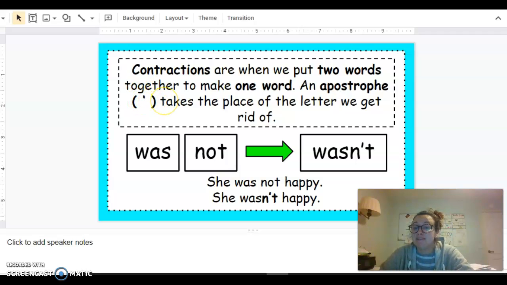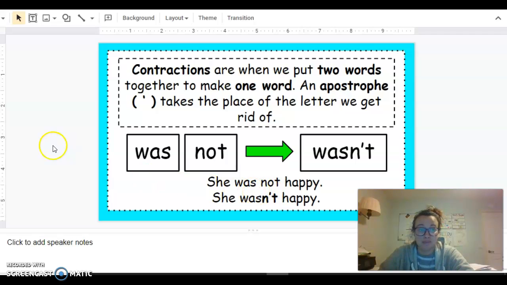So an apostrophe takes the place of one of the letters in the word. So we get rid of one letter and we put the apostrophe there. So instead of having two words, we now have one word. So look at this example right here. Was not. We're going to get rid of the O and we're going to put the apostrophe, and was not becomes wasn't. She was not happy. She wasn't happy is what that sentence becomes. And we speak like this all the time, but when we're writing it, you can see what that trick is. By taking out a letter, the apostrophe fits there.